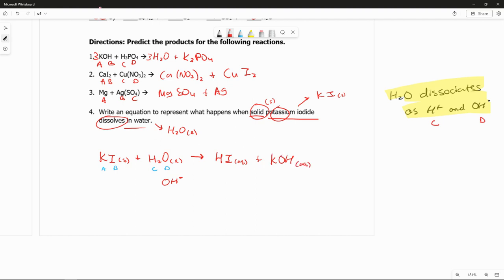So based on this, what happens when solid potassium iodide dissolves in water is shown. Let's erase that A, B, C, D on the bottom. And this is going to be our final answer. And that is it.